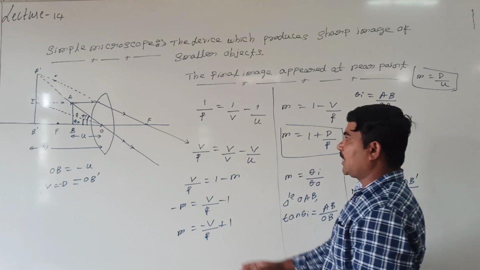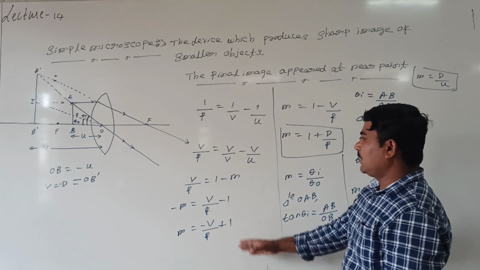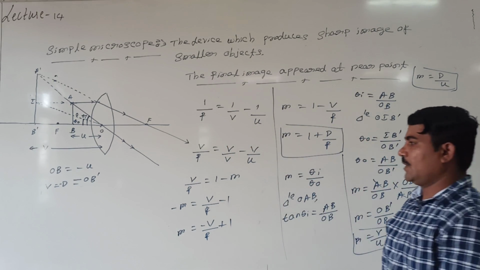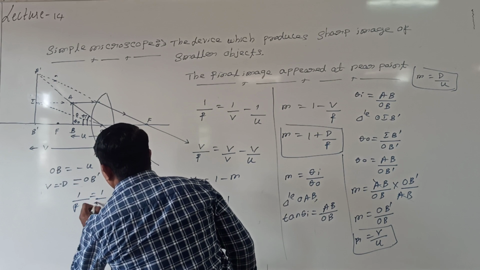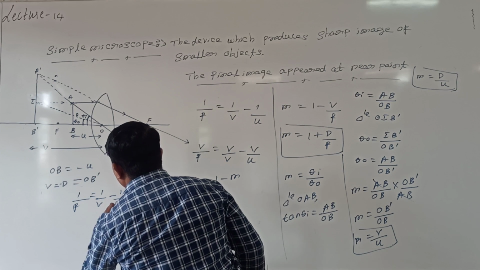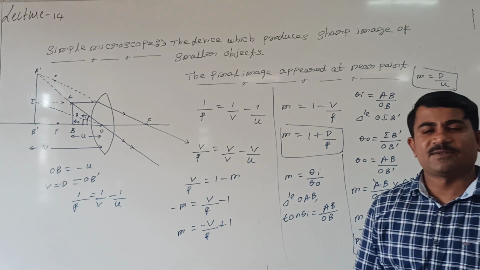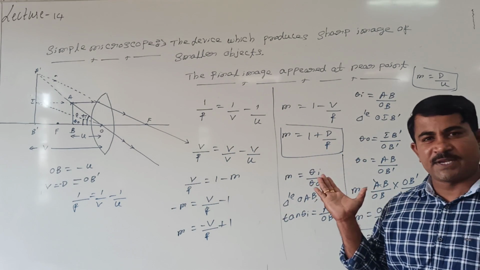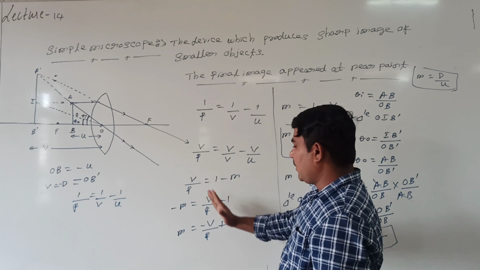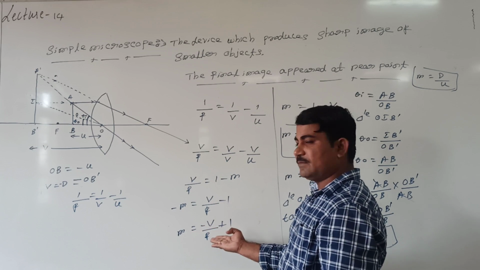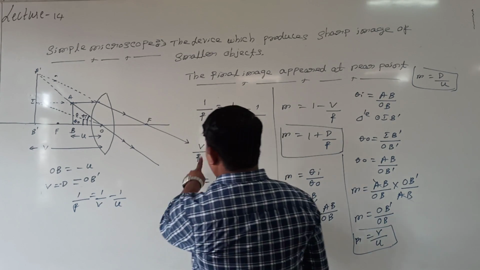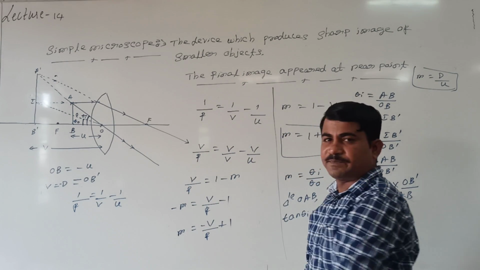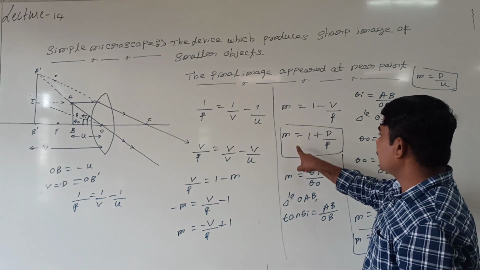Shall I take the lens formula? Again take the lens formula. 1 divided by F is equal to 1 divided by V minus 1 divided by U. Multiply V on both sides. What are you getting again? Again we will get this formula.